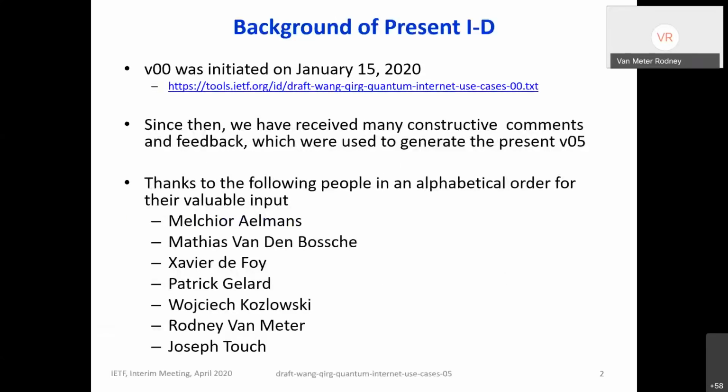Hello, everyone. This draft is about quantum internet applications and some selected use cases. So we were trying to focus on this topic. This document was initiated back in January. Since then, we exchanged the draft and received many good comments and feedback through the mailing list. Based on that, we generated the current version 05. We received many valuable inputs from the people listed here. So it seems like people are supporting this use case document from the use case and application perspective.